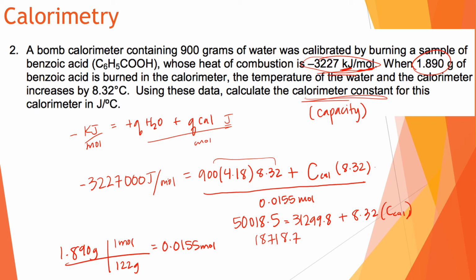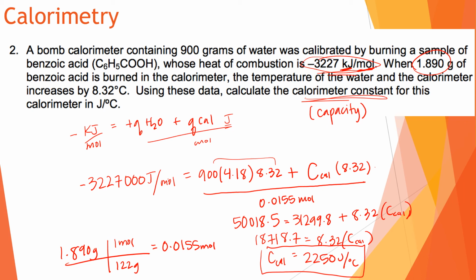I'm solving for the calorimeter capacity, and I get 2,250 joules per degree Celsius. So that's how many joules per degree Celsius change the calorimeter absorbs. These aren't difficult. They're really just algebra, but you've got to figure out where to plug in what.